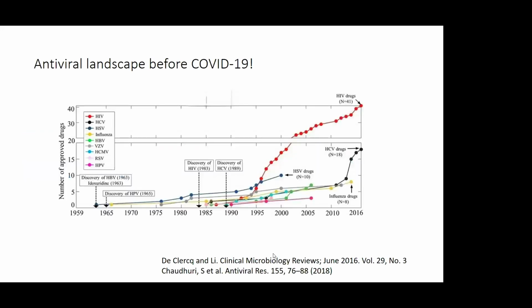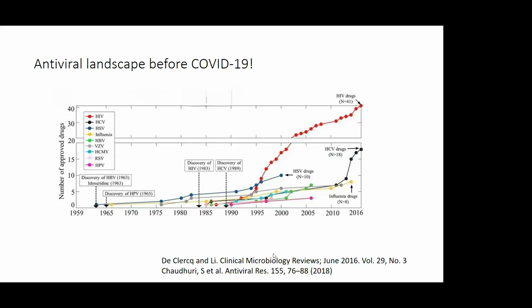Before COVID, this graph, I like it so much. It was published, I think, in 2016 by de Klerk and Lee. And you could see here that in 2016, and by the way, between 2016 and the start of the pandemic, not many changes happened during these two to three years in terms of antivirals.